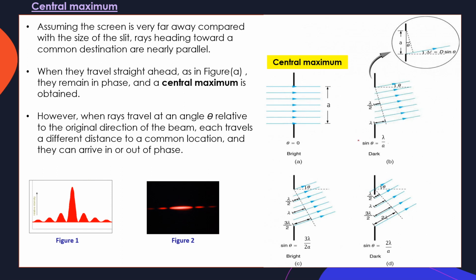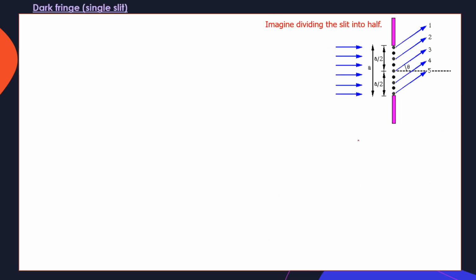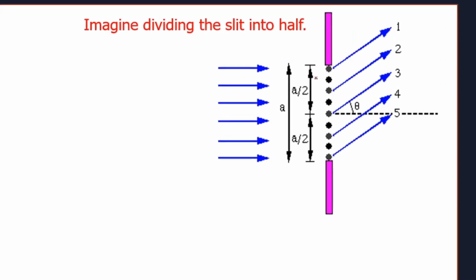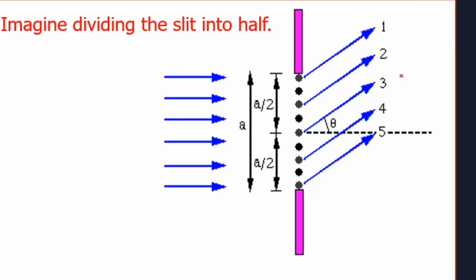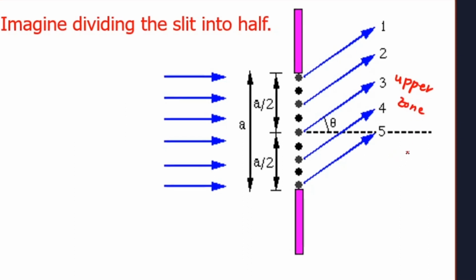Okay, so now let's move to the next part, and this is about the dark fringe. We will look at how a dark fringe can be produced on the screen. Here we have a diagram of a single slit, and we divide the slit in half. This we call the upper zone, and this is the lower zone.